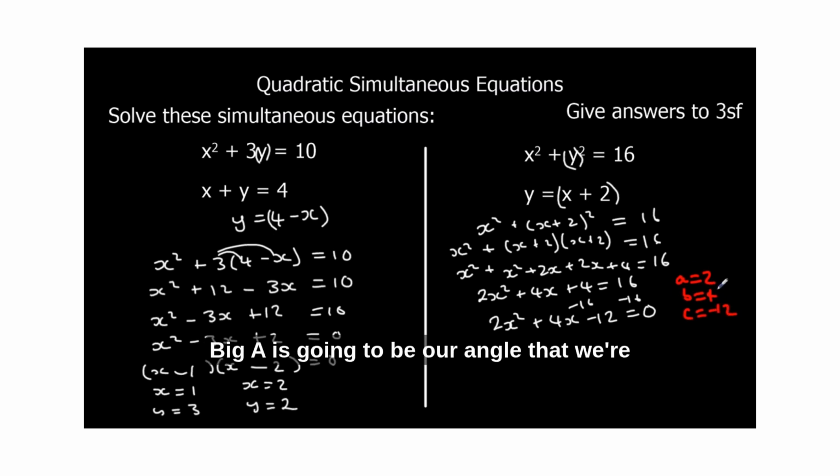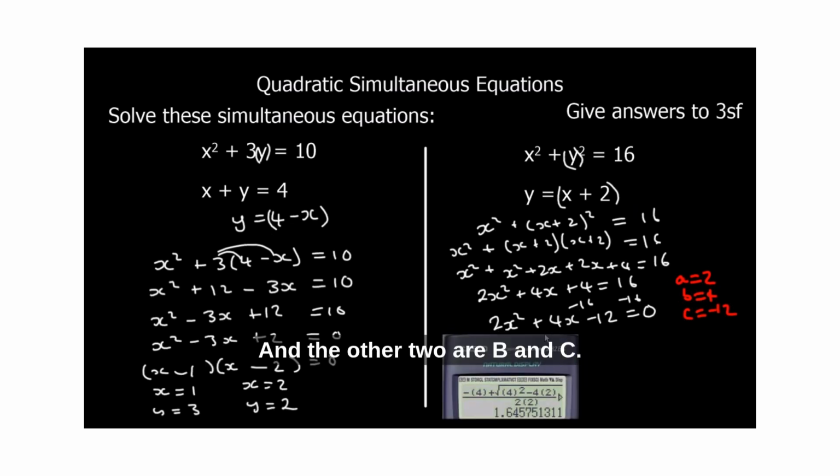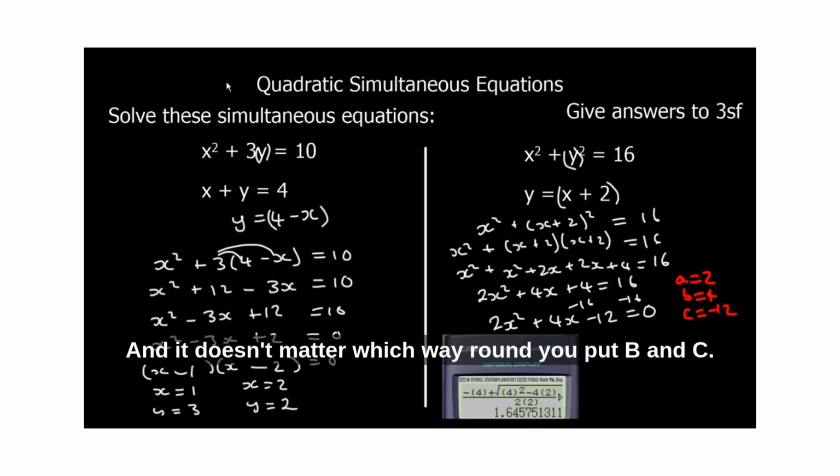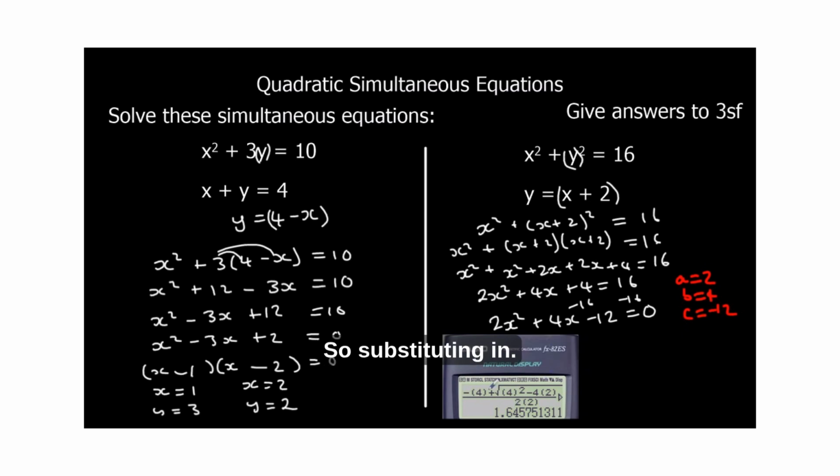They go into the quadratic formula, so we substitute them in. I don't actually have space to write down what I'm typing into the calculator. You do have to show what you typed into the calculator, so do show your working out. I just don't have the space to do it here. I've typed it into the calculator. A is 2, B is 4, C is minus 12.